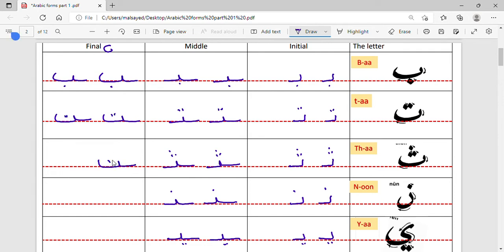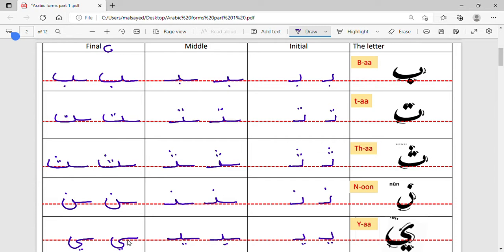Final form connected of the tha. Final form connected of the noon, and final form of the ya. You can see how the noon and the ya look different in their final form connected from the ba, the ta and the tha, but their initial and medial forms are very similar.